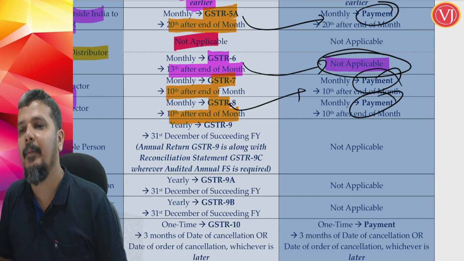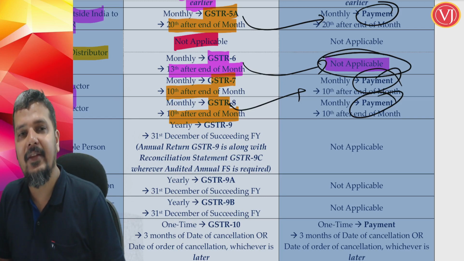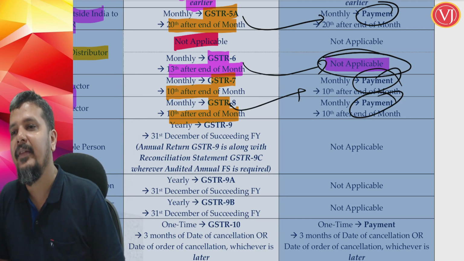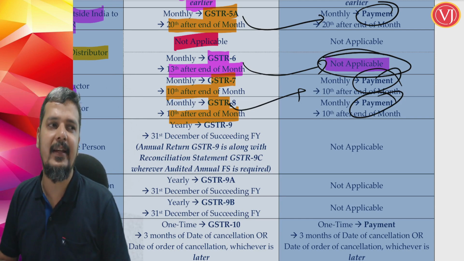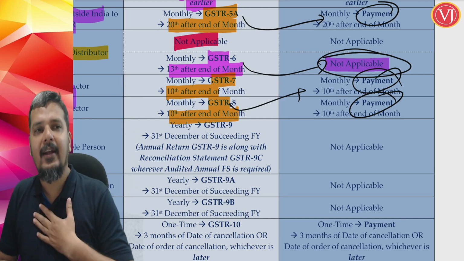They have to make the payment and file GSTR 7 or GSTR 8 on or before 10th of the next month. See, why is the due date for ISD and TDS TCS given a bit earlier? Let us understand this way.